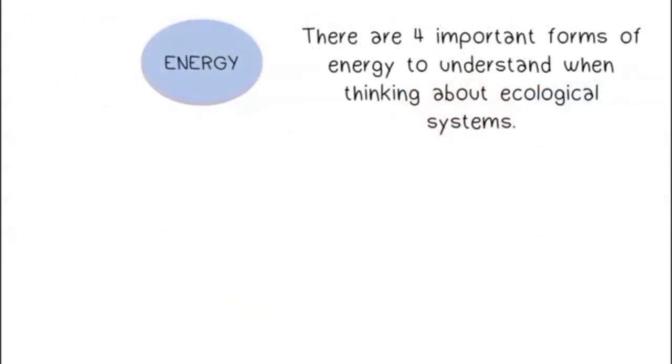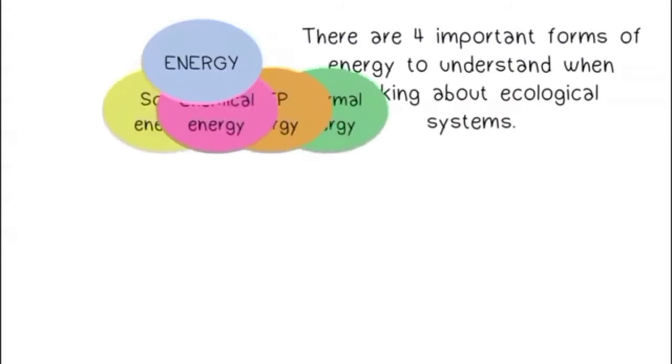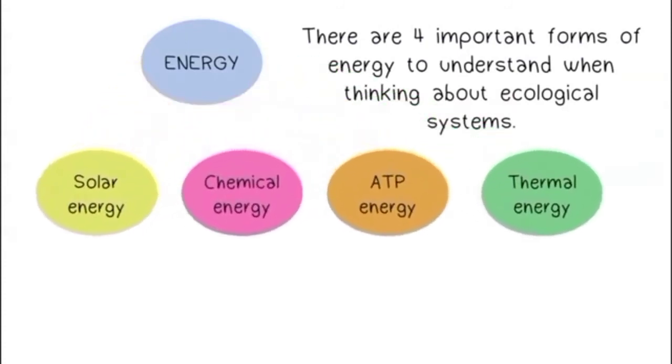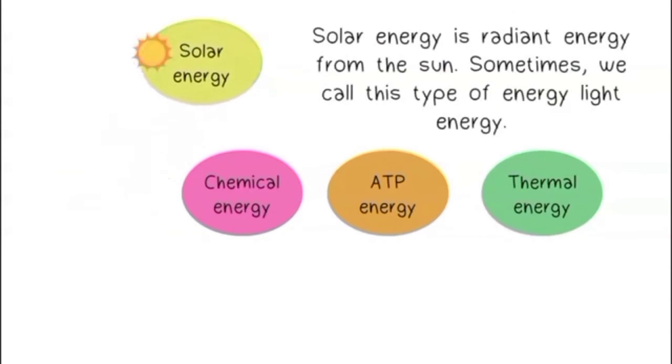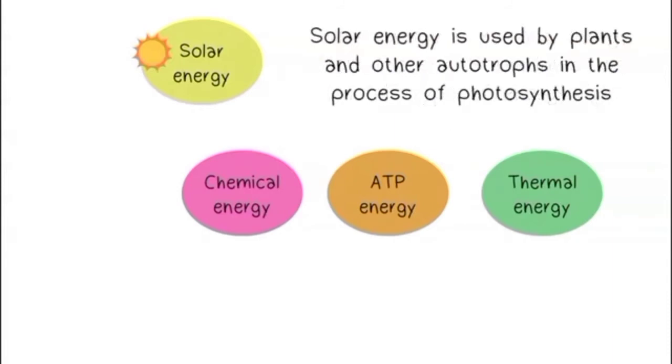There are four important forms of energy to understand when thinking about ecological systems. These mainly are solar energy, chemical energy, ATP energy, and thermal energy. Solar energy is the radiant energy from the sun. Sometimes we call this type of energy light energy. Solar energy is used by plants and other autotrophs in the process of photosynthesis.